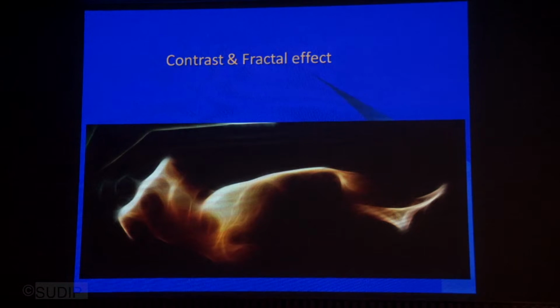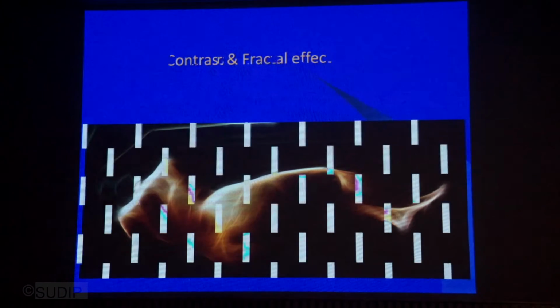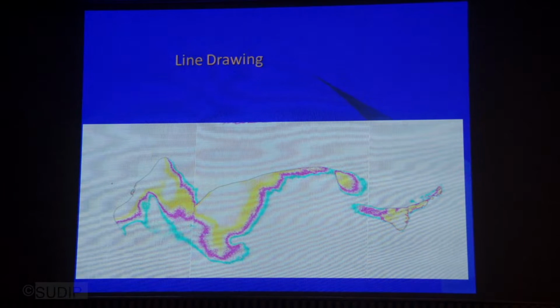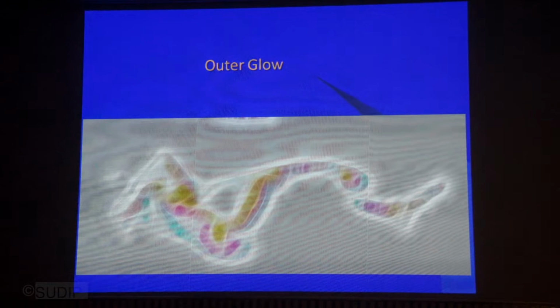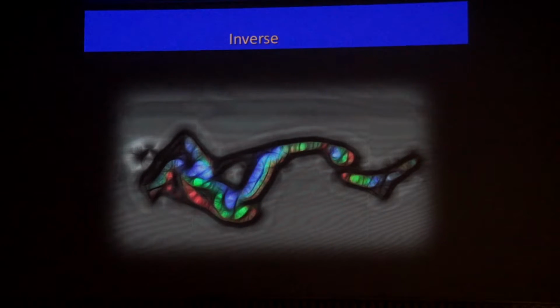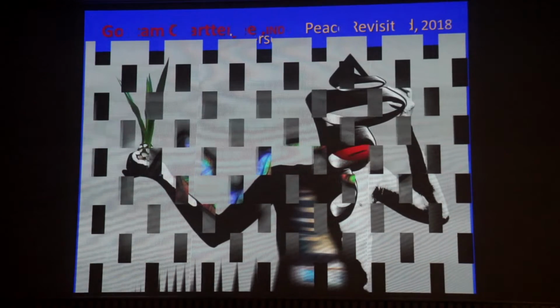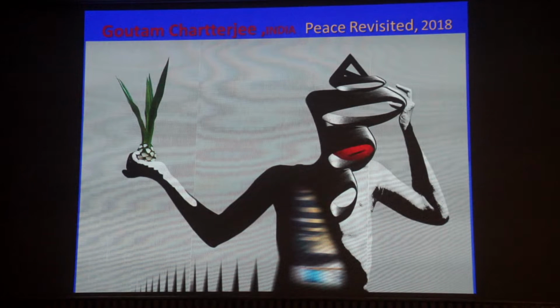Next. That picture was made contrasty and a fractal effect was given to produce this one. After that, a line drawing was made from that particular picture. Next. Again, a fractal effect was given, and then an outer glow was made, and finally an inverse was done to get the ultimate picture. So, really fantastic.